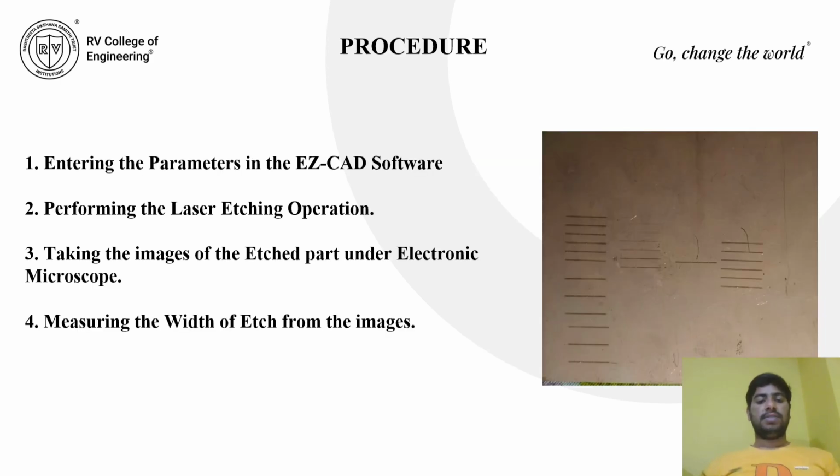Procedure for this experiment: entering the parameters in the EZ-CAD software, performing the laser etching operation, taking images of the etched part with the electronic microscope, and measuring the width of etch from the images. The etching of the metal part has been shown in the image, where we have etched a line using different parameters.